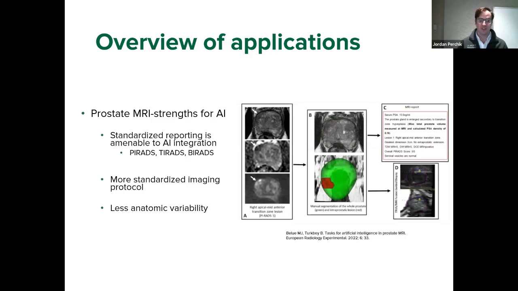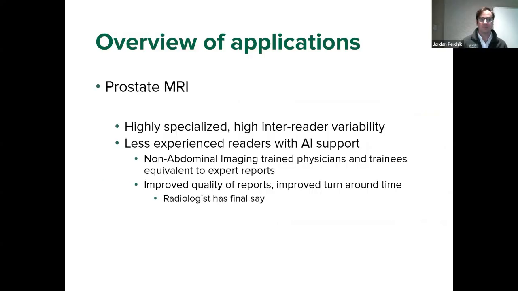Prostate imaging also has a more standardized imaging protocol. You have a small field of view. You have a relatively more consistent region of anatomy that you're seeing. And there's less variability overall with what is included in the field of view.